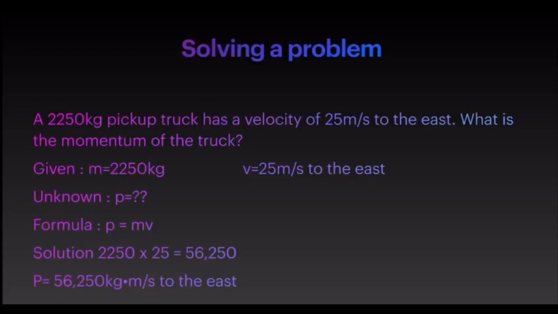So let's solve a problem here. A pickup truck with mass 2,250 kilograms and velocity of 25 meters per second to the east would have a momentum of what? Let's multiply the mass and the velocity to find out. The result is going to be 56,250 kilograms times meters per second to the east. You should never forget the direction, because as we mentioned before, the momentum is a vector quantity.